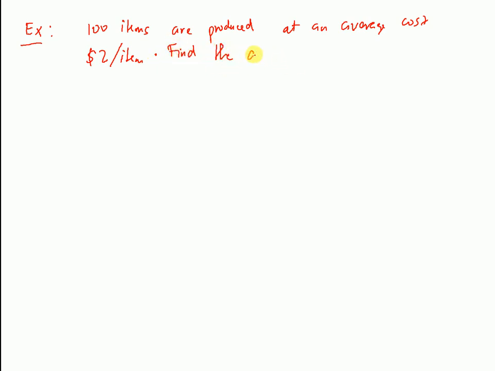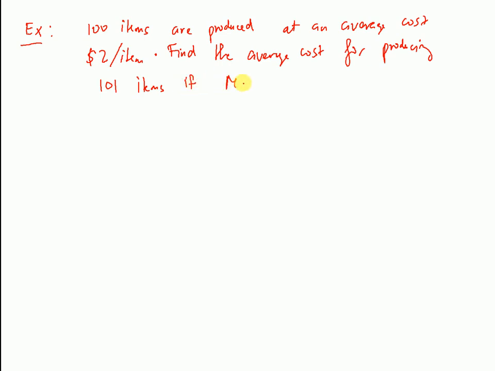I have 100 items produced at an average cost of $2 per item. Okay, so find the average cost for producing 101 items.